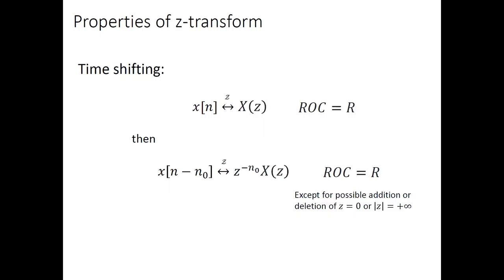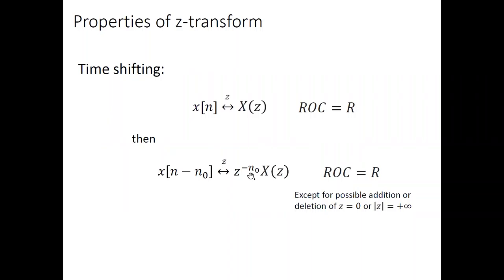The region of convergence is almost unchanged. I say almost because it is R, except for possible addition or deletion of these two cases, Z equals zero or Z magnitude equal plus infinity. So this zero and plus infinity come up with this additional term Z to the power minus n zero.